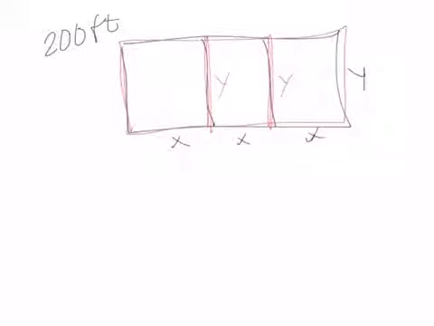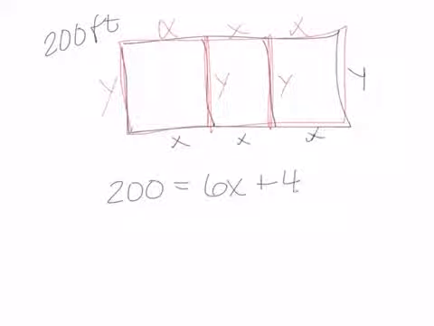Okay, so we can fill in some of the blanks here, right? This is just a rectangle, so we have a couple of y's going on here. We've got some x's along the side. So that 200 is made up of 6 x's and 4 y's.